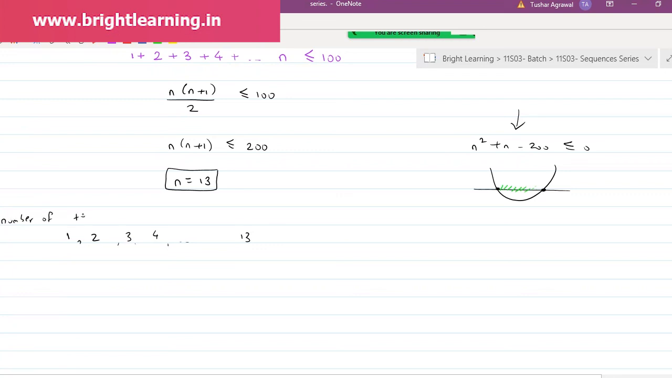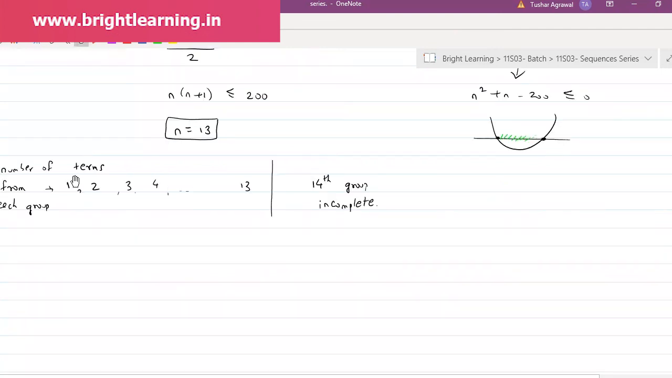Number of terms from each group. 13 groups completed. Okay. And the 14th group incomplete. So incomplete means up to what extent? Suppose we have 1, 2, 3, 4, 5, 6, 7 up to the 13th group. If they contribute 98 terms, then from the 14th group I will take just 2 terms. If they contribute 90 terms, then from the 14th group I will take 10 terms.